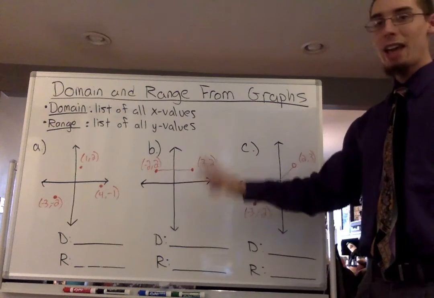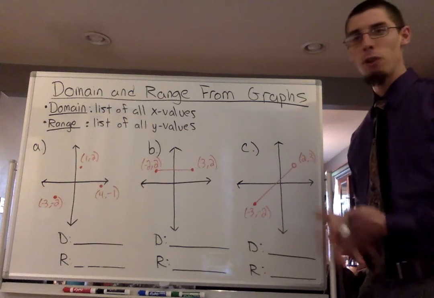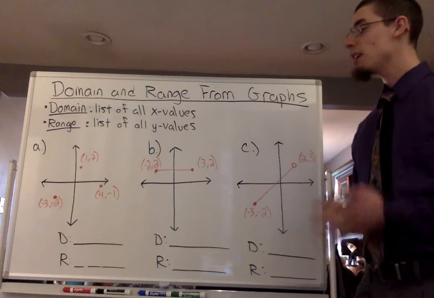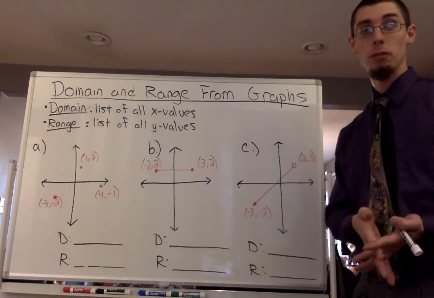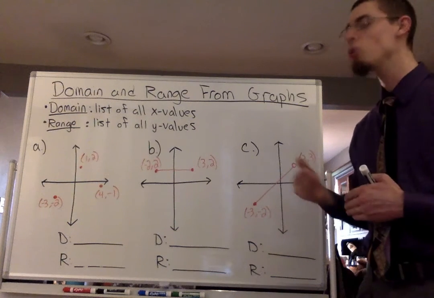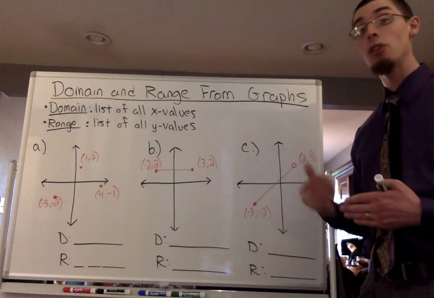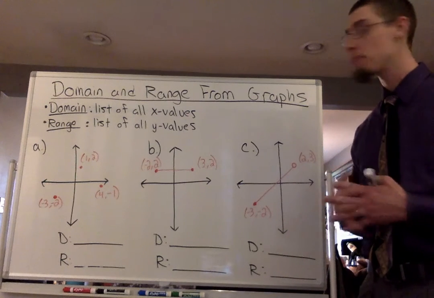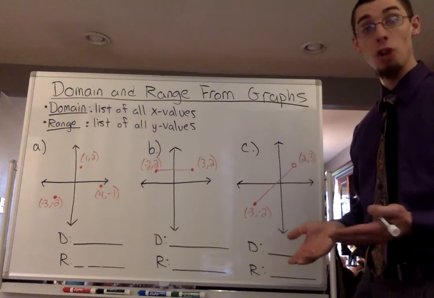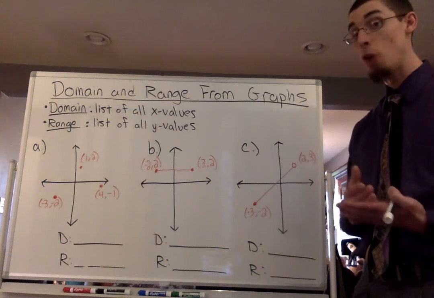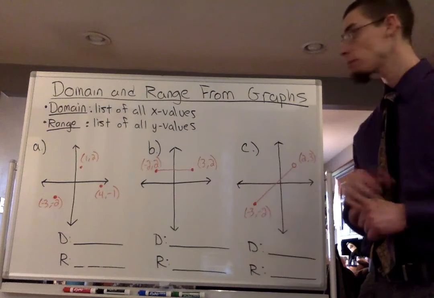When you're looking at a graph, the only reason students tend to find difficulty with this is because they're still not comfortable looking at graphs in general. So that's the only thing that's really going to hold you back in this lesson: your ability to read and understand a graph. So I'm going to go through some examples and show you how to find the domain and range for each one of these.